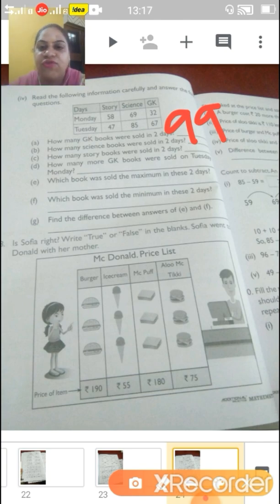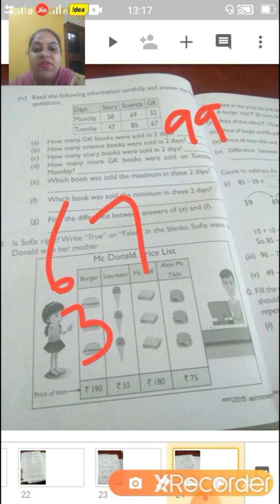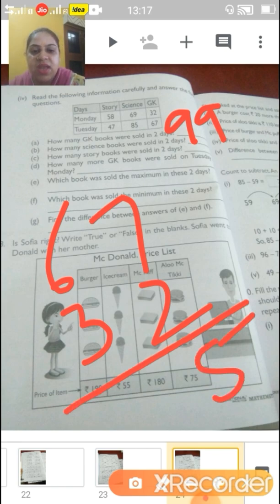That is your storybook sales. Now, how many more GK books were sold on Tuesday than Monday? How many more? So children, look here, what you have to do carefully. You have to do 67 minus 32, because Tuesday's books are more. So when we are subtracting this, we are getting 5 and 3. 35 more books were sold on Tuesday than Monday.